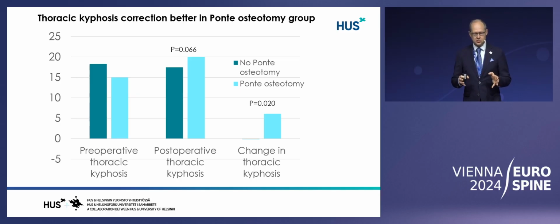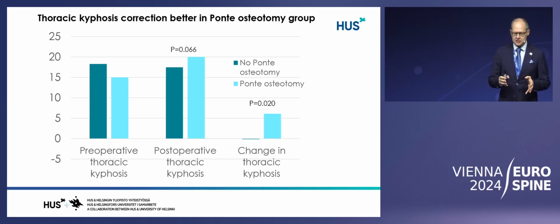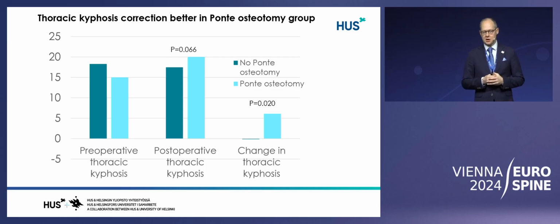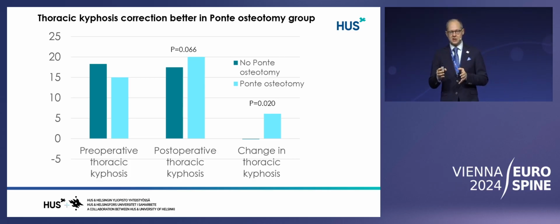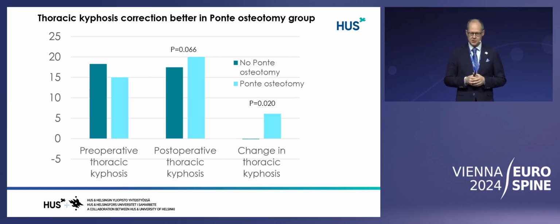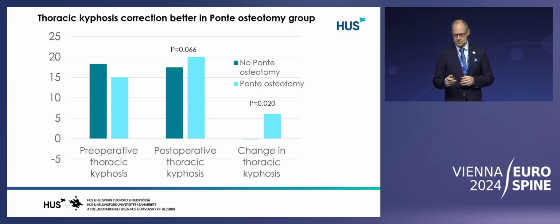However, when we looked into the sagittal balance, we can see that in the Ponte osteotomy group we were able to increase the kyphosis by 7 degrees, while there was no change in the no Ponte group. And this was a statistically significant difference for the change in thoracic kyphosis.